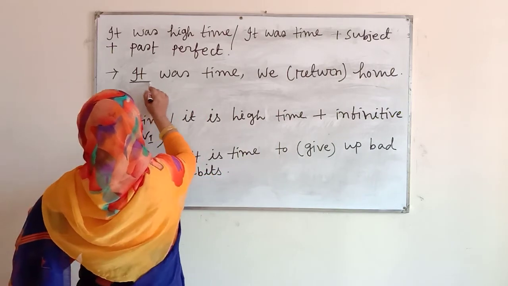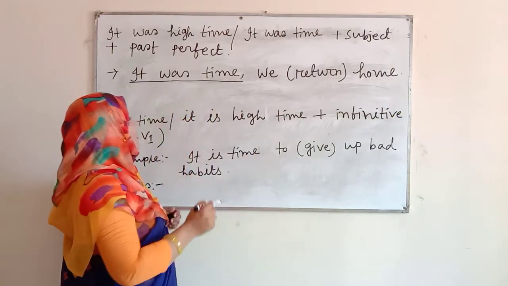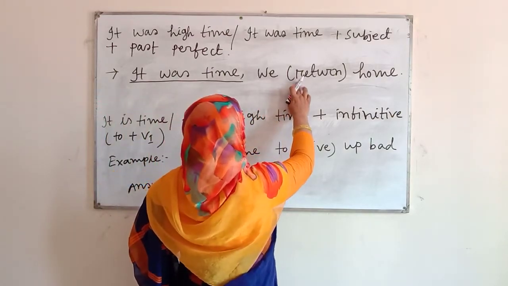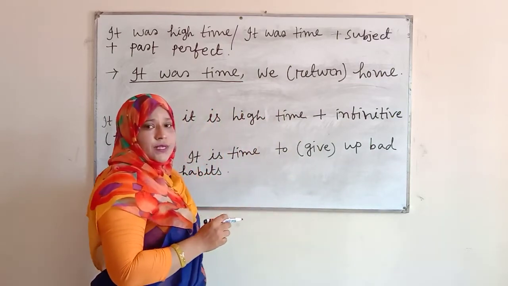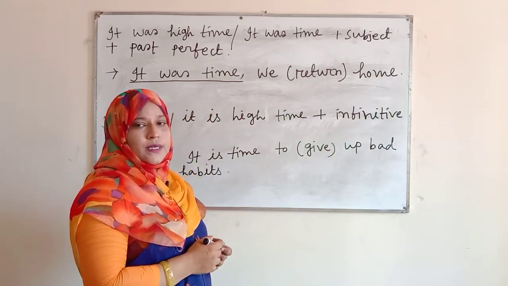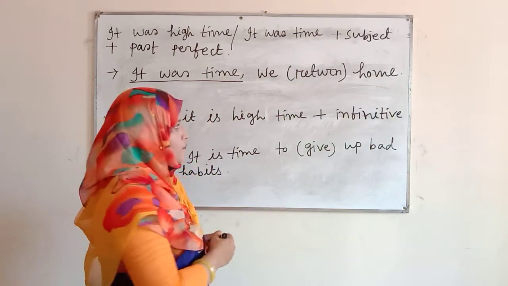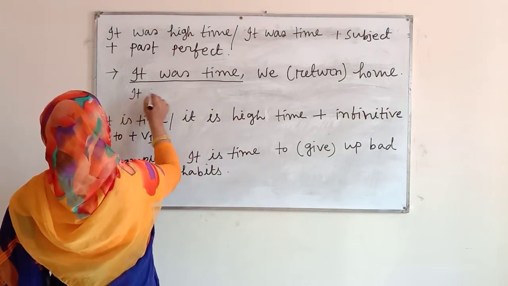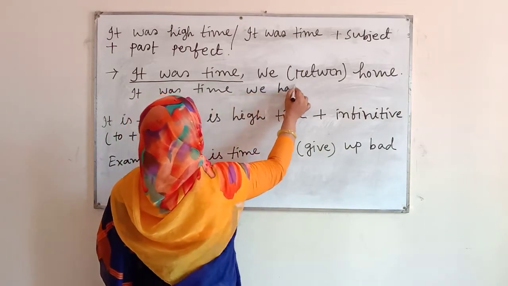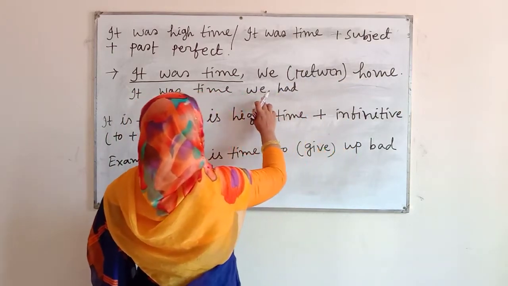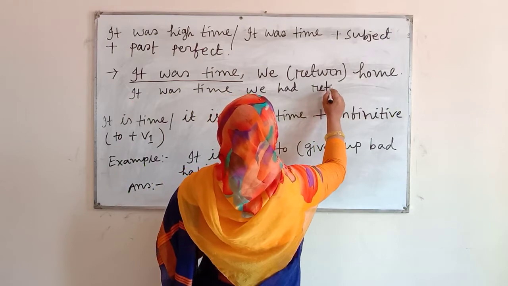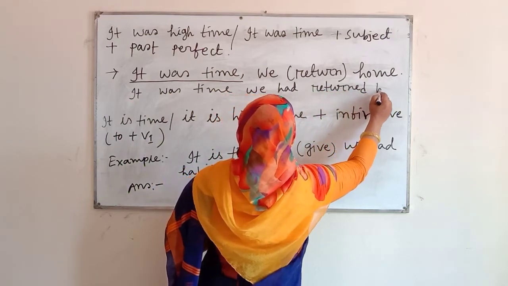The first part of the sentence, it was time, is past. Then we will use here past perfect tense. The structure of past perfect tense is subject plus had plus verb past participle form plus object. Our answer will be it was time we had. This portion will be in past perfect tense, so we will use subject plus had plus verb past participle form, returned home.